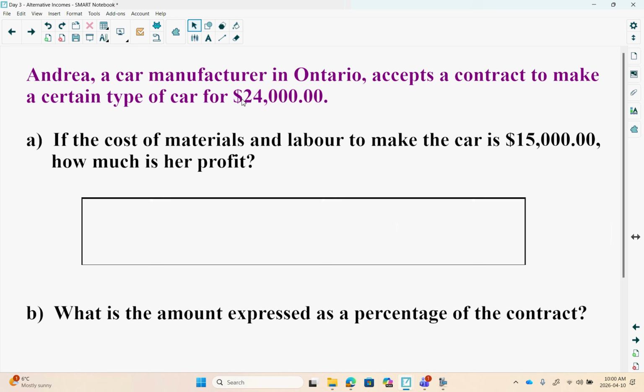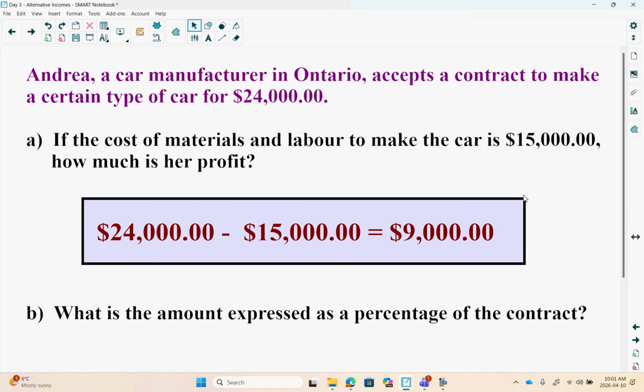So Andrea, a car manufacturer in Ontario, accepts a contract to make a certain type of car for $24,000. If the cost of materials and labor to make the car is $15,000, how much is her profit? So it costs her $15,000 to make the car, and she's selling it for $24,000. What do I do to those two numbers to get the profit? I subtract them. I'm going to go 24,000 minus 15,000. And what's that equal? $9,000. Great.